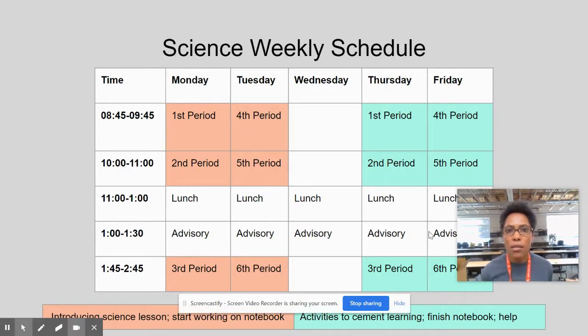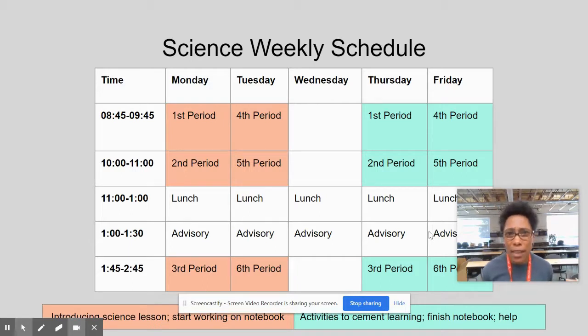So for science Zoom schedules, what should you expect? On Mondays and Tuesdays, which is kind of the salmon color, that's where I'm focusing on introducing the science lesson and starting to work on the science notebook in the Zoom altogether. At that point, I'm not asking them to submit anything. So if your student is absent Monday or Tuesday, they can watch that video that's posted on Wednesday and be ready to go for later in the week. Thursday and Friday, we'll continue working in the notebook. It's also when I will have them do activities just to help cement that learning.